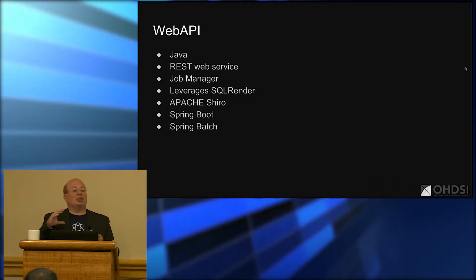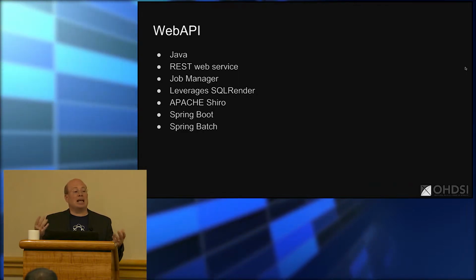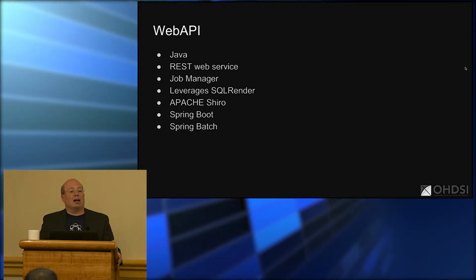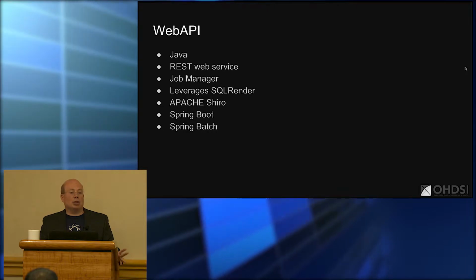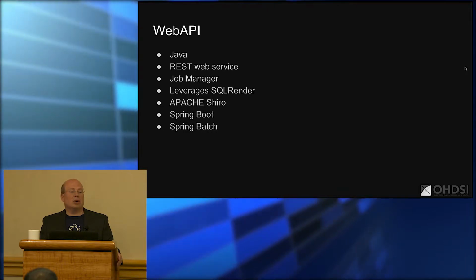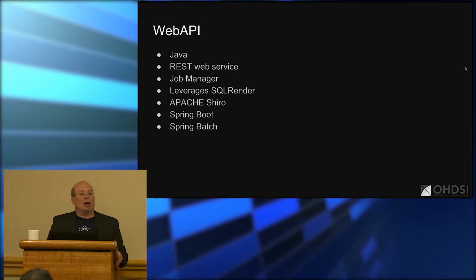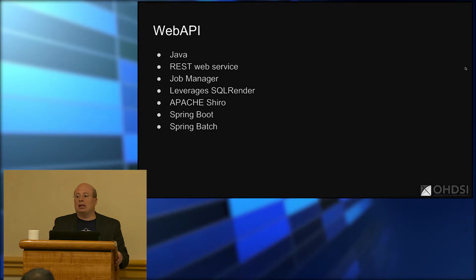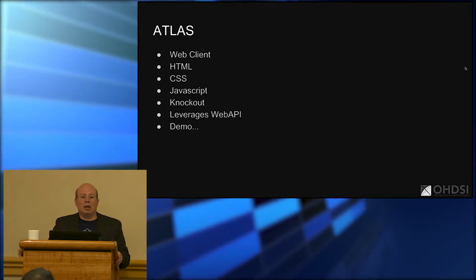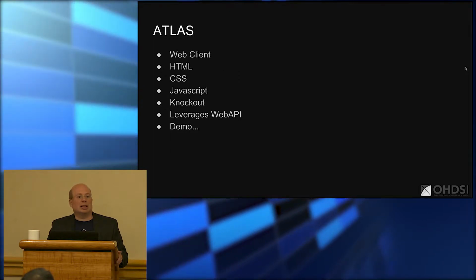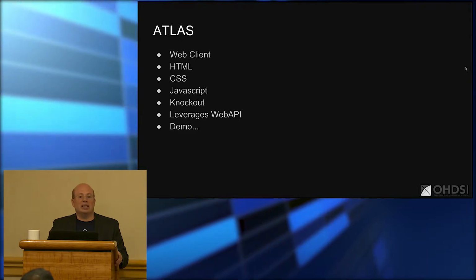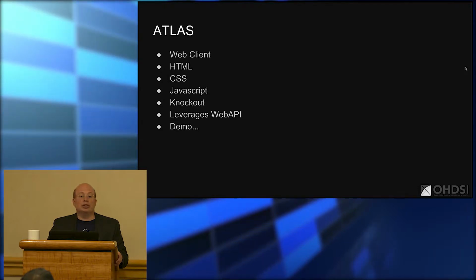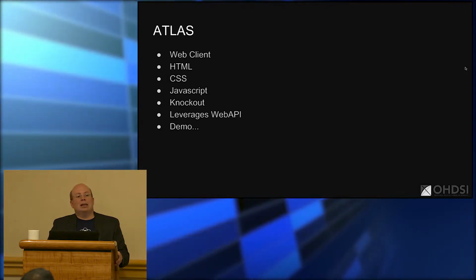The Web API allows you to run some of those standard analyses that have been built into it as part of a broader framework that allows you to perform research. And I'll do a quick demo of Atlas, and we can see and understand how it all works. Atlas is a front end for this Web API. It is a web client. It's based on HTML, CSS, JavaScript. It uses Knockout as a templating engine. It is what uses the Web API.